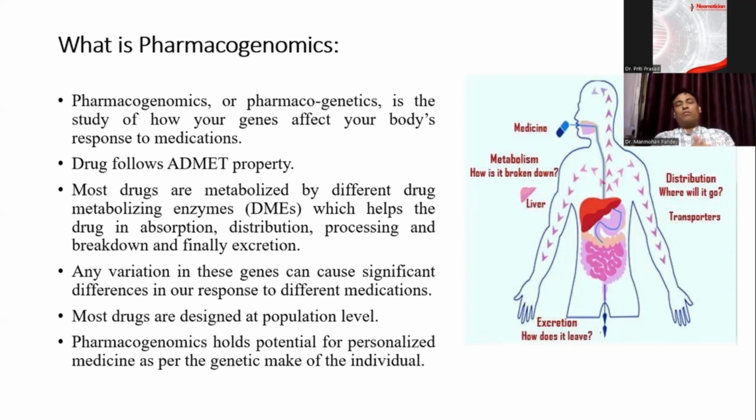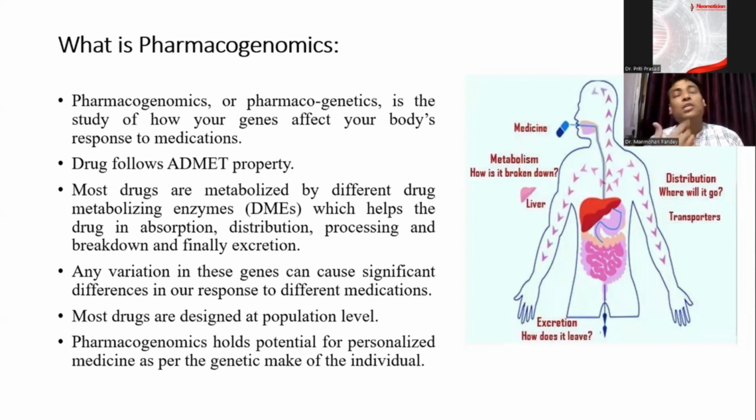Normally for any drug, the ADMET property is followed. That is how the drug is absorbed, distributed, metabolized, and excreted. So all those enzymes which are responsible for the absorption, distribution, metabolism, and finally the breakdown, if any variation occurs, these variations can make a significant difference in our response to different drugs.